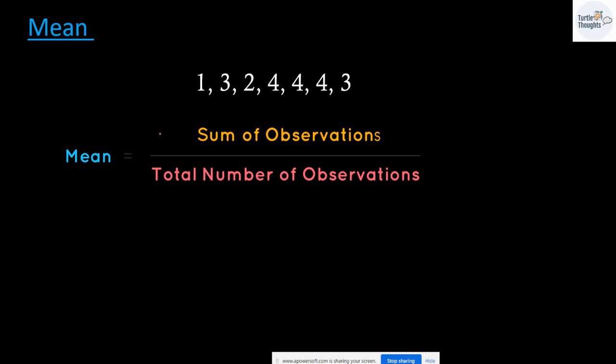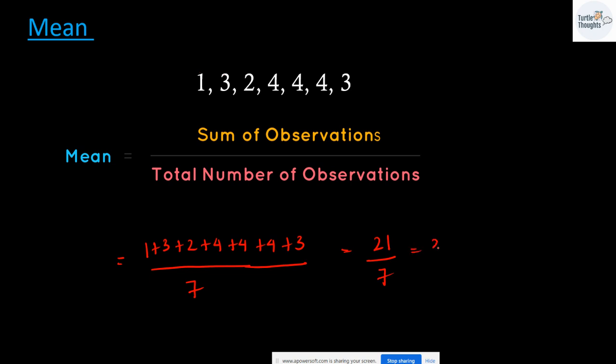Now, mean is given by the formula of sum of observations over total number of observations. So here I have 1, 2, 3, 4, 5, 6, and 7. Total number of observations is going to be equal to 7. Sum of the observations: 1 plus 3 plus 2 plus 4 plus 4 plus 4 plus 3. When I add all of them, I will be getting 21 divided by 7. So the mean I have got is 3.